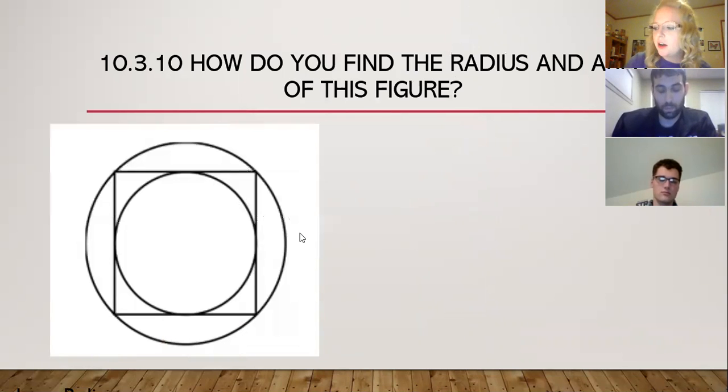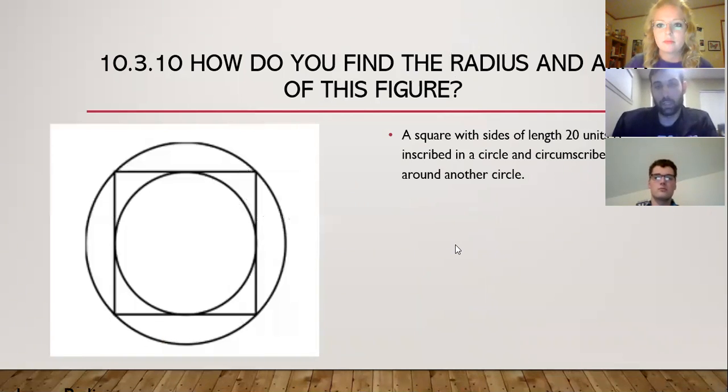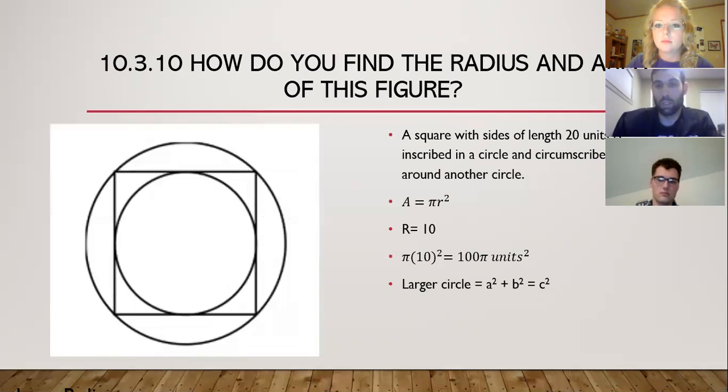All right, Jerry, how do you find the area and the radius of this figure? Oh, you start out with the radius. The radius is half of the length of the units, which is 10 units. And then how you find the area is use the equation A equals pi r squared. So you take pi times 10 squared equals 100 pi units.